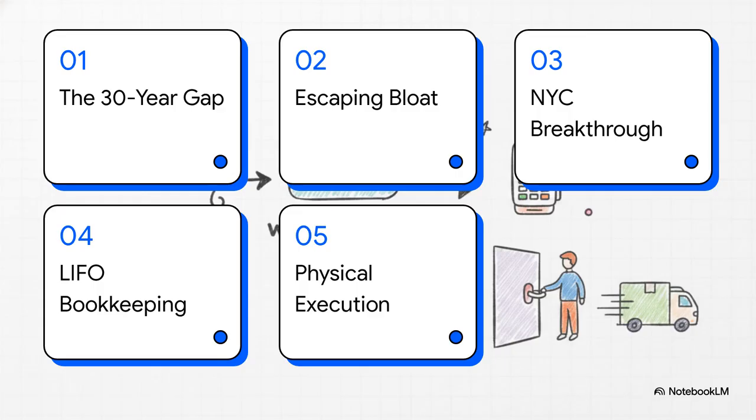So here is our roadmap for today. We're going to cover the 30-year digital gap, escaping Ricardian contract bloat, the ETHGlobal NYC breakthrough, LIFO single-entry bookkeeping, and finally, physical execution with Cheerbot. We are zooming all the way in from global internet architecture right down to local hardware.